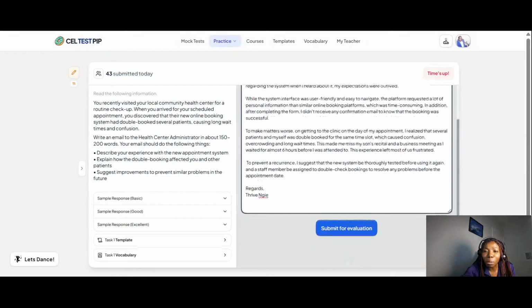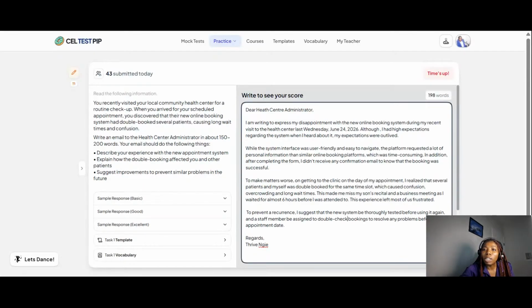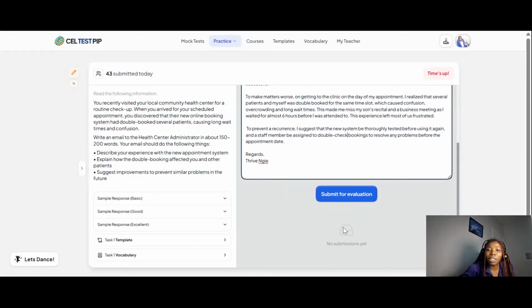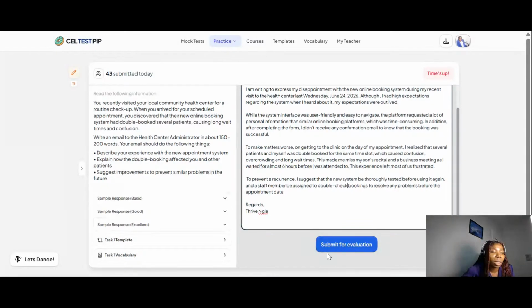If it grades me zero, na interview. To prevent a recurrence, I suggest that the new system be already tested before using it again, and a staff member will be assigned to double check the bookings to resolve any problems before the appointment date. Okay. This is 198 words. You are supposed to write 150 to 200 words. So 198, we are still within the word limit. So let's submit and see.